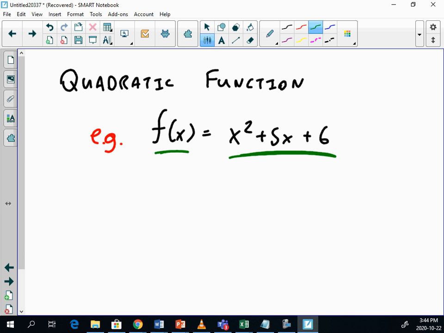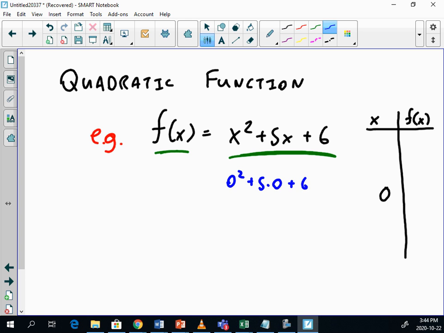So for example, for this particular guy, if I wanted to graph it, I could set up a table of values. I could take input values x and output values f of x, and I could try to put some things in. Like, let's say I started with 0. Well, then I'd be doing 0 squared plus 5 times 0 plus 6. But of course, that's just 0 plus 0 plus 6. So that output would be 6. Or I could try 1. Then I'd have 1 squared plus 5 times 1 plus 6, which is 1 plus 5 plus 6, which is 12.